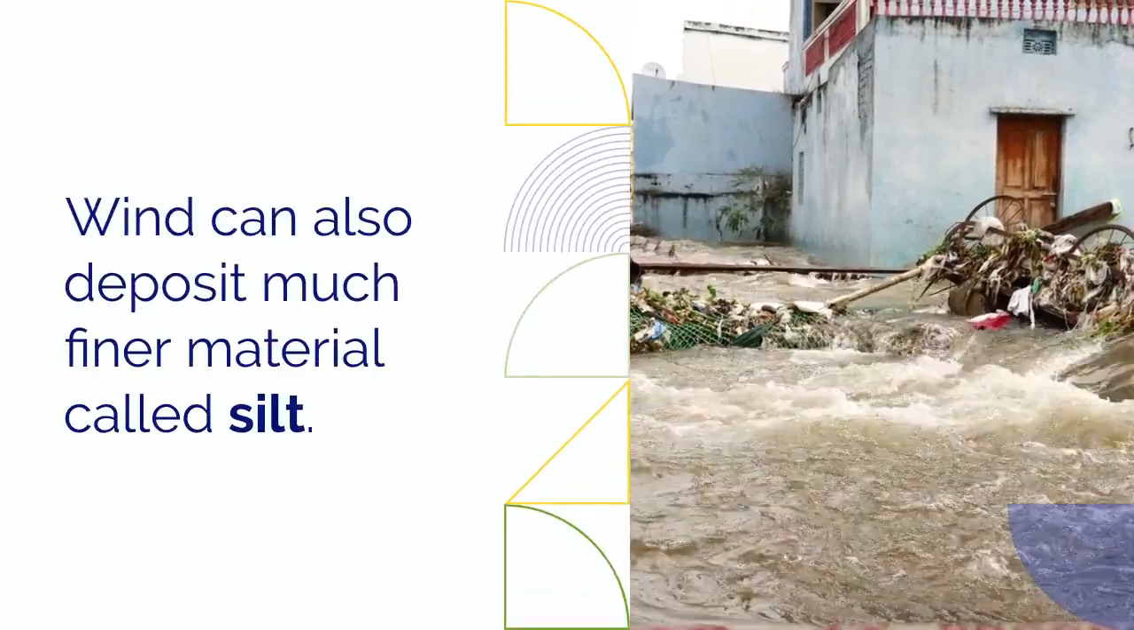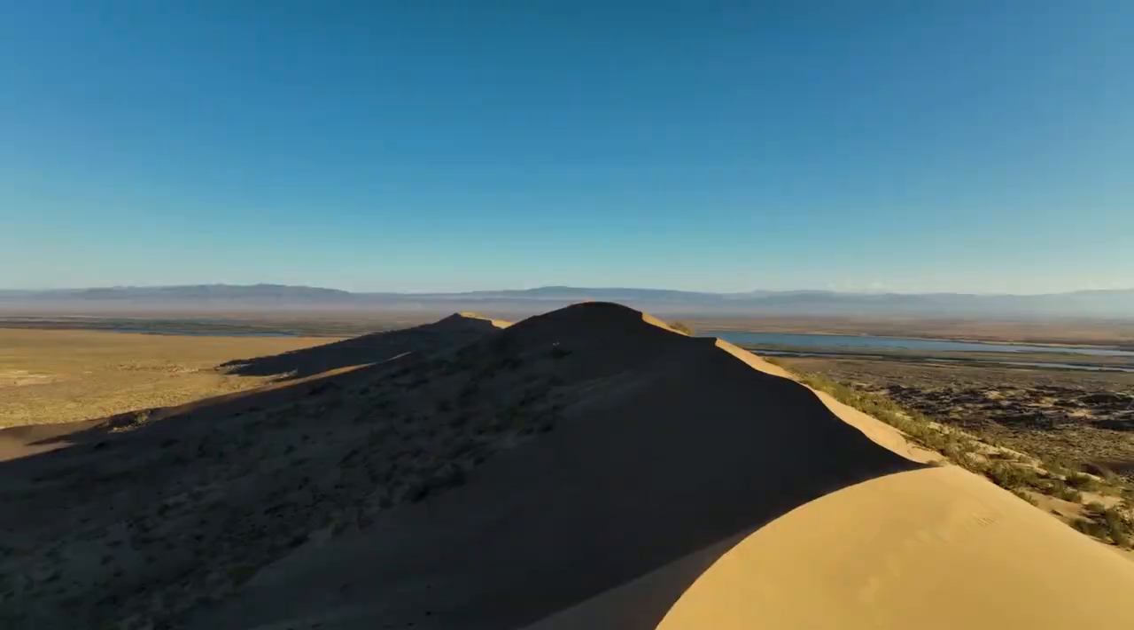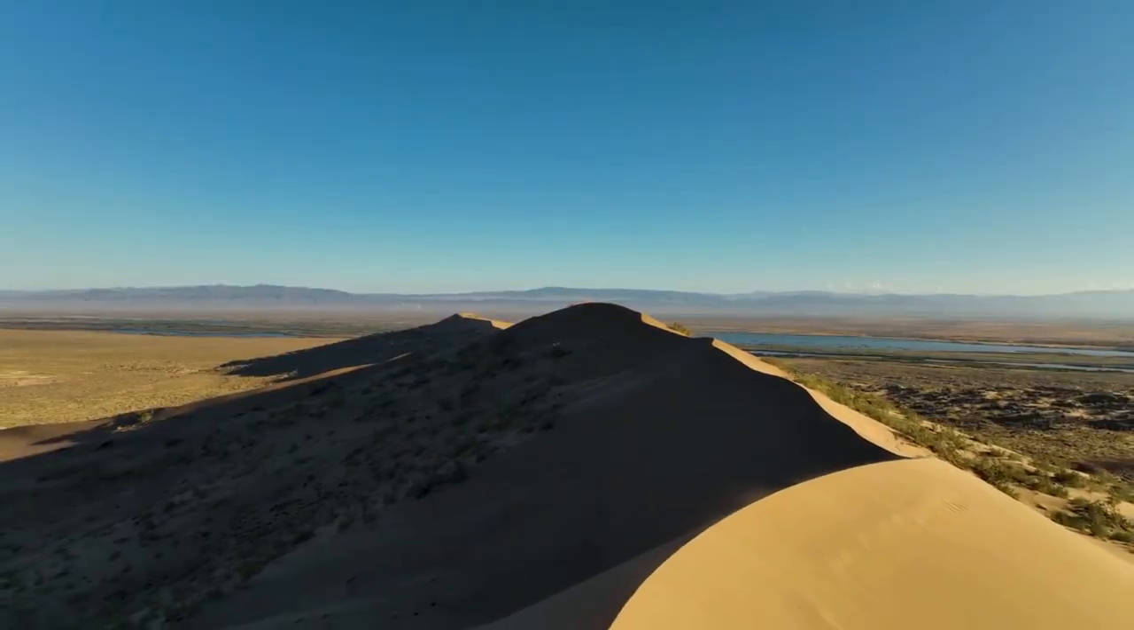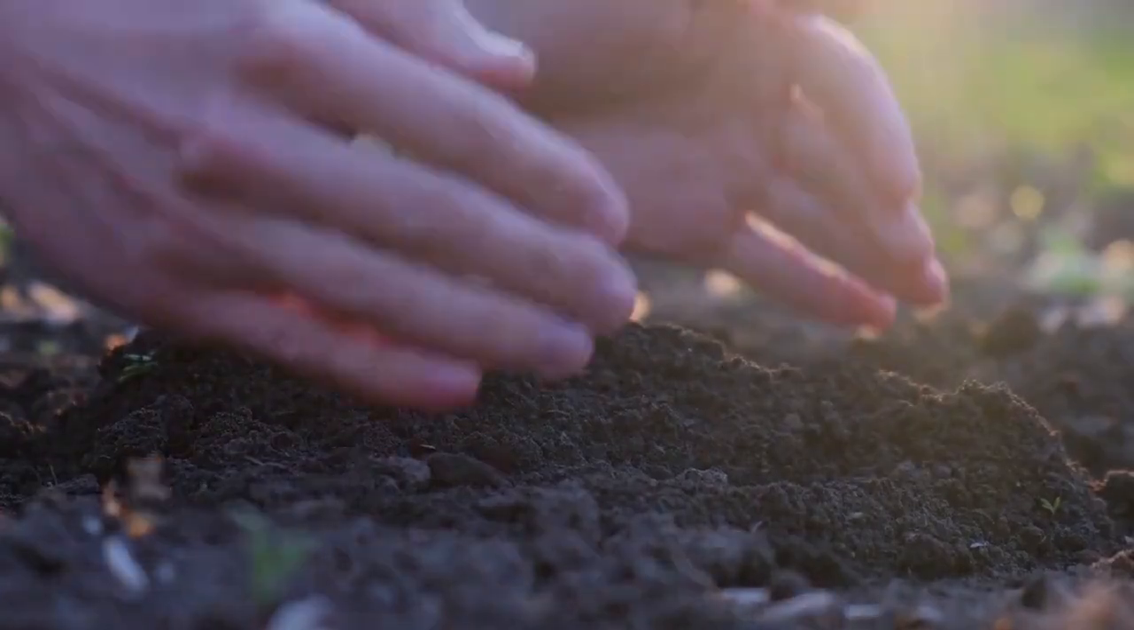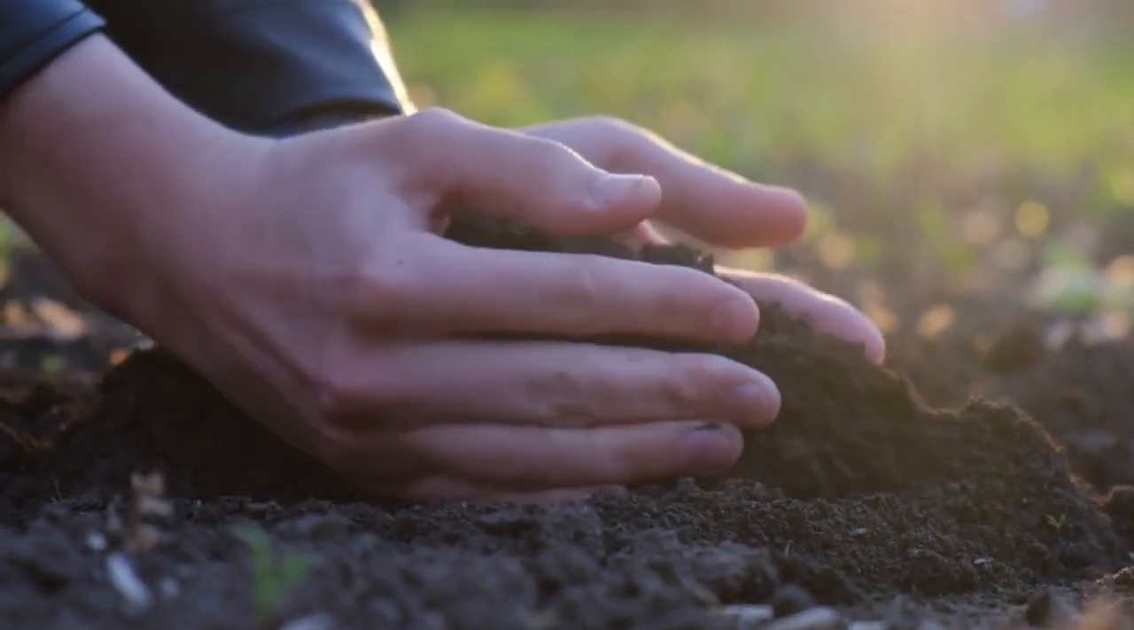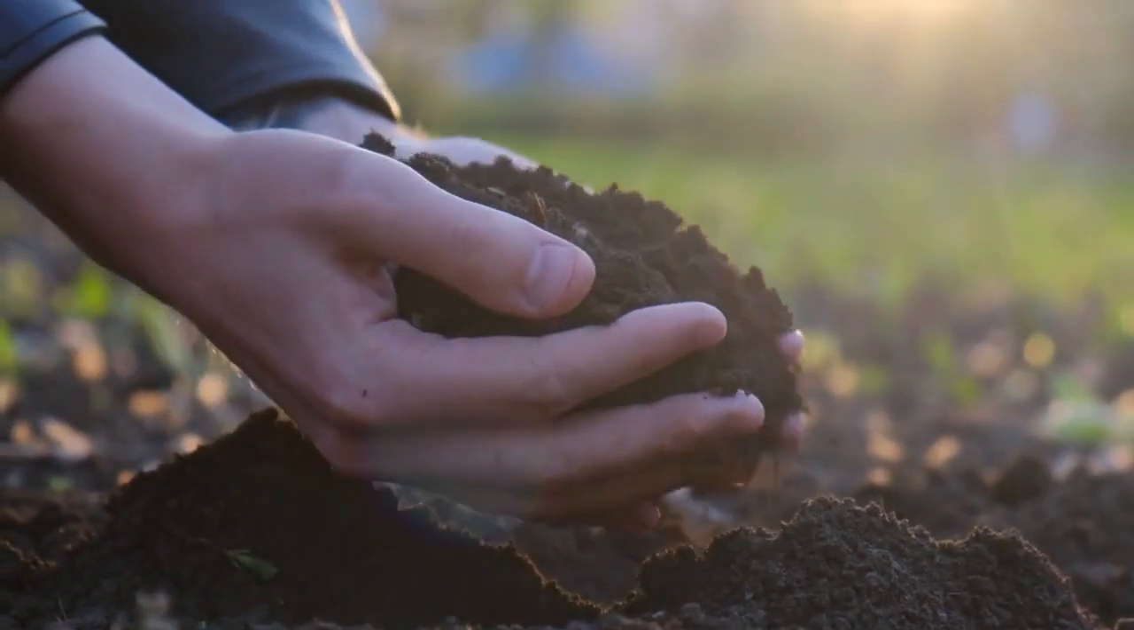Desert. Wind can also deposit much finer material called silt. When this silt is deposited over a large area, it forms a thick layer of soil called loess. Loess deposits create some of the most fertile agricultural land in the world.